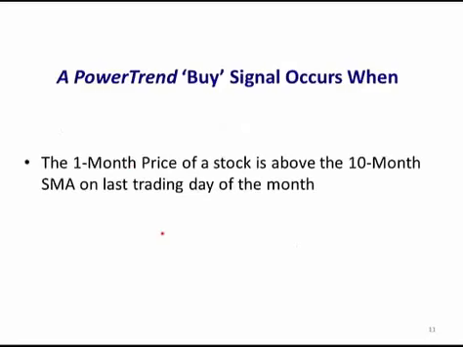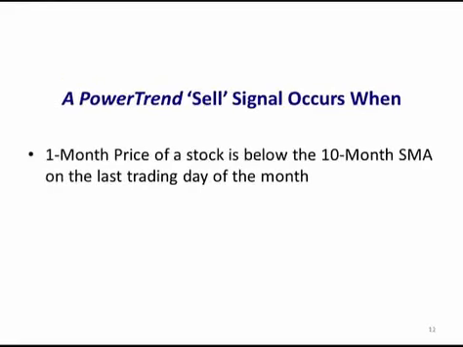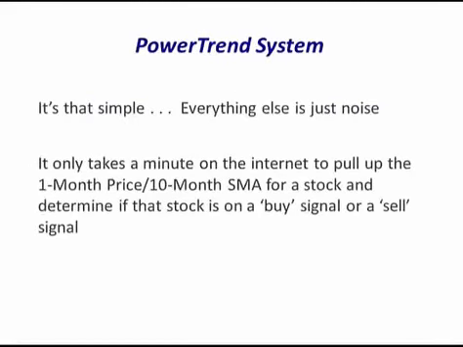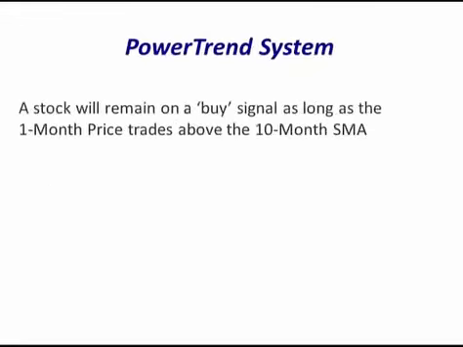Now, a buy signal occurs when the 1-month price of a stock is above the 10-month simple moving average on the last trading day of the month, and a sell signal occurs when the 1-month price of a stock is below the 10-month simple moving average on the last trading day of the month. Now, it's just that simple. Everything else is just noise, and as I mentioned, it only takes a minute on the internet to pull up the 1-month price and the 10-month simple moving average to see whether you should be buying or selling.